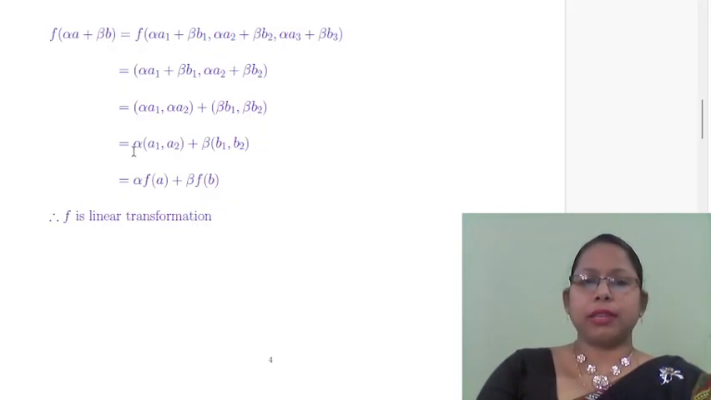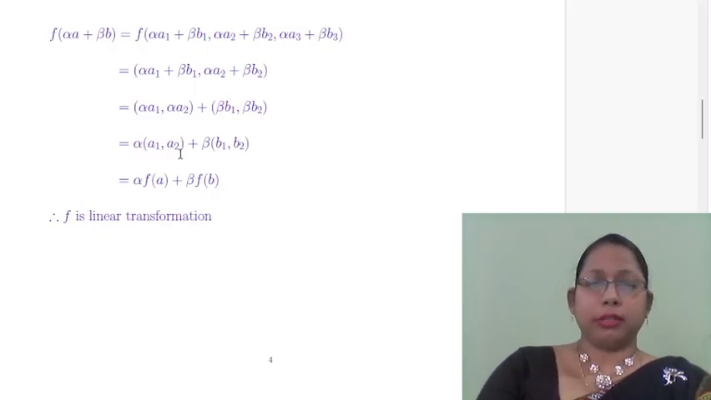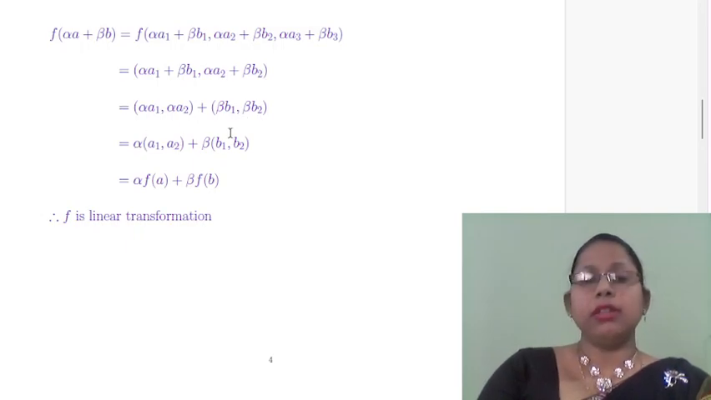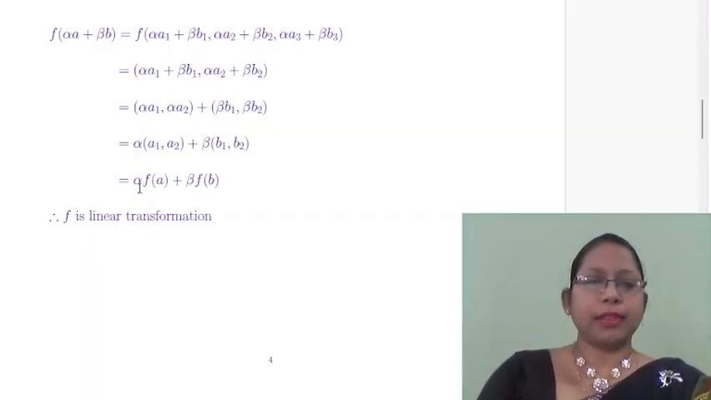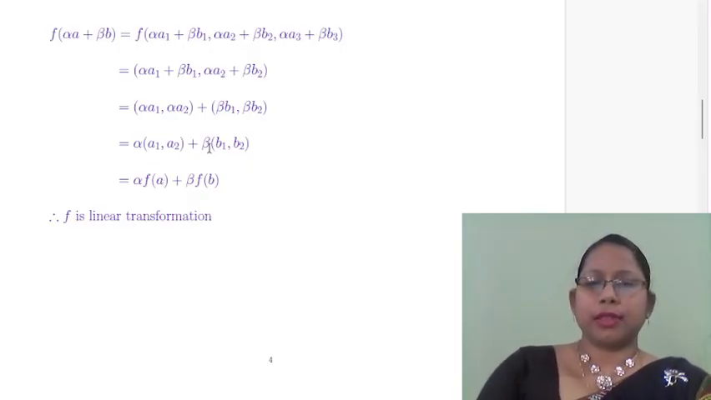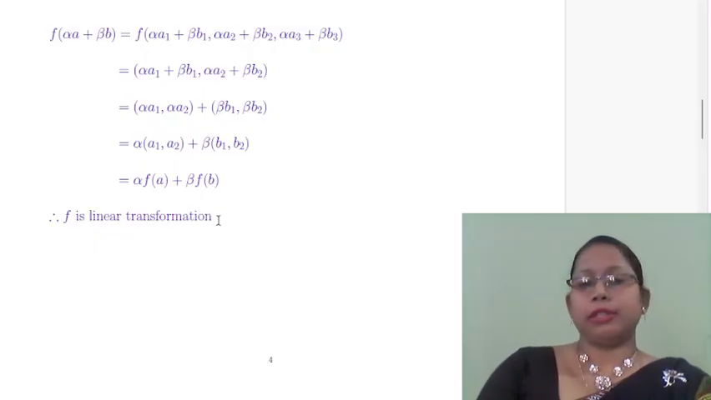In the next step, take alpha common. That will give you alpha common from this first term. We will get alpha (a1, a2), and from the second term, take beta common. It will be beta (b1, b2). Then this is equal to alpha, by definition of the mapping, this is f of a plus beta f of b. Therefore, f is a linear transformation.